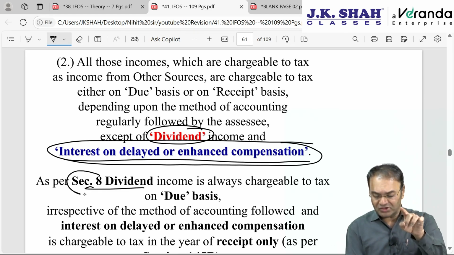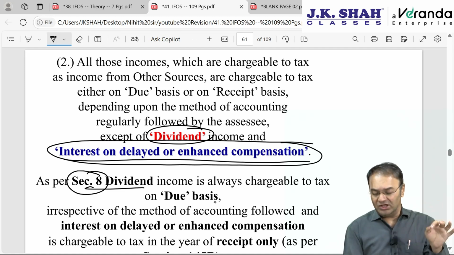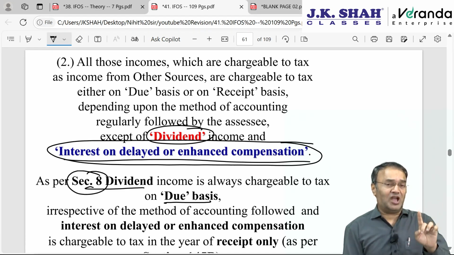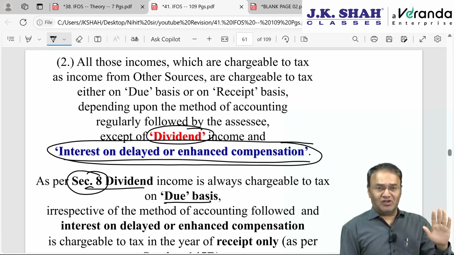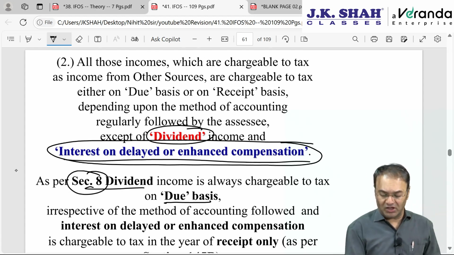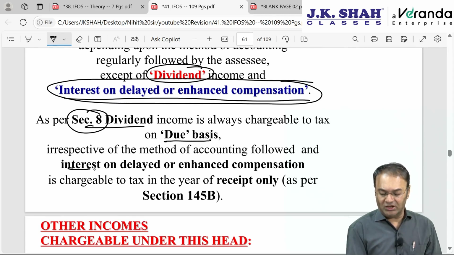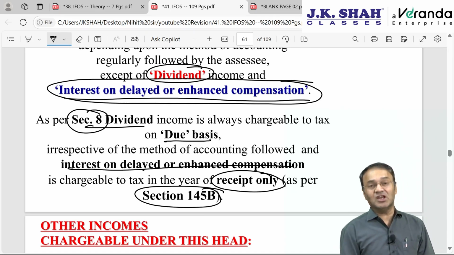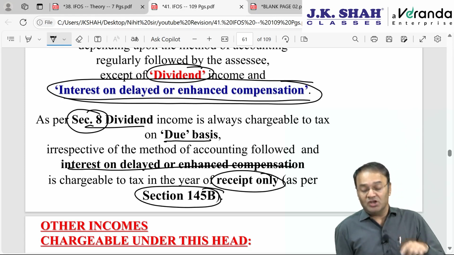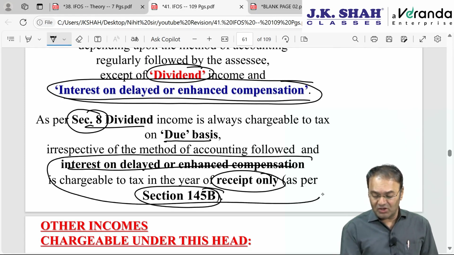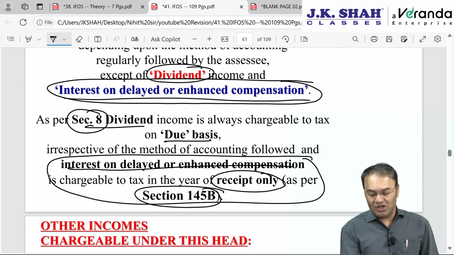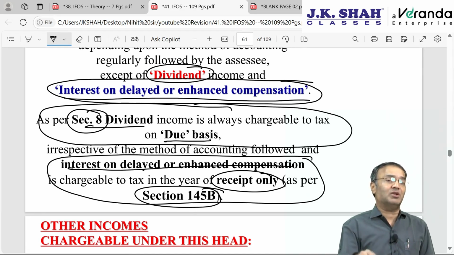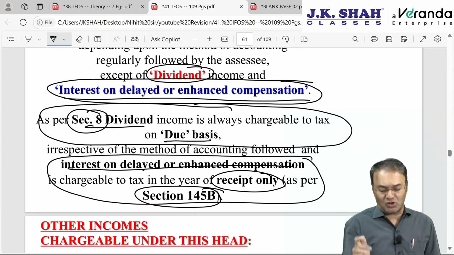For these two incomes, your method of accounting does not play any role. Dividend income, according to section 8, will be taxable at the time when it becomes due, and not at the time when received, irrespective of your method of accounting, even if you are following cash system. And interest on delayed compensation, as per 145B, is always taxable on receipt basis, irrespective of your method of accounting. So here, even if you are following accrual system, it is taxable at the time of receipt. And for dividend income, even if you are following cash system, it will be taxable whenever it becomes due, whenever it is announced by the company.